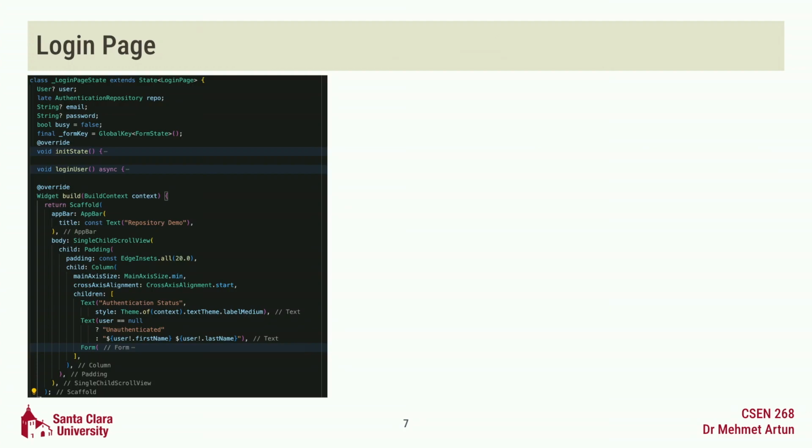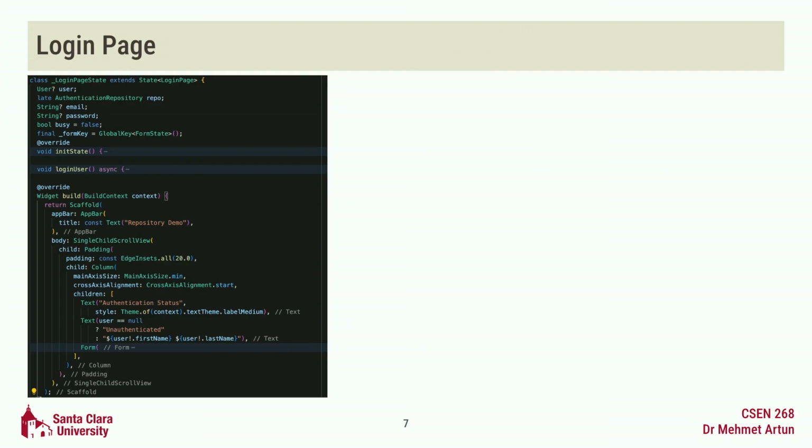So we have, again, a scaffold, which is the familiar thing, an app bar, okay? And then I have a single child scroll view. Then I have a column inside, which I've padded 20 all around, okay? The column is shrunk to minimum size. It's pushed to the left-hand side, cross-axis alignment start, and it has a few children. The first child is a text, authentication status, with a label medium font size. And the way I get these is, again, Theme.of(context).textTheme.labelMedium.